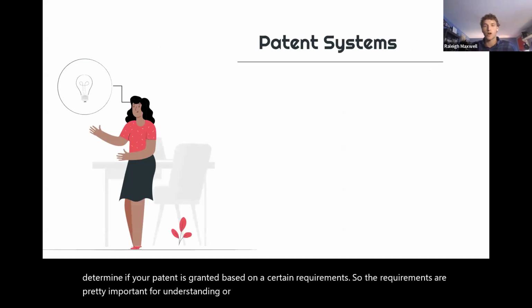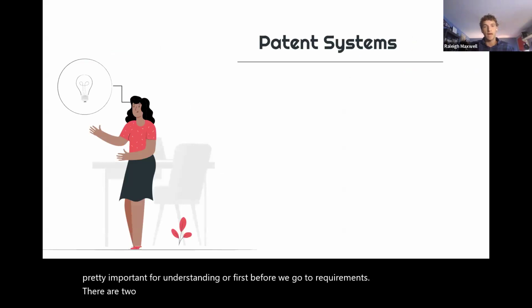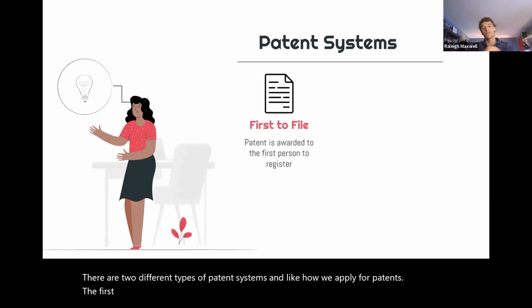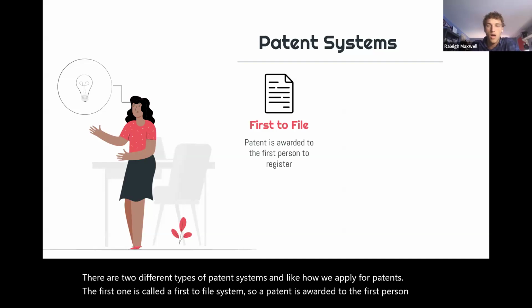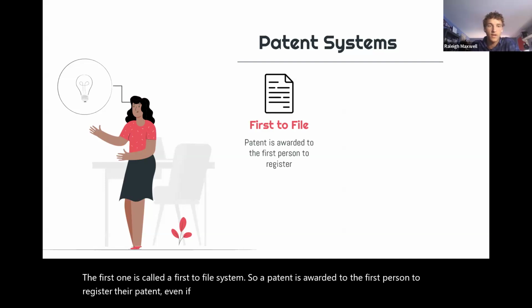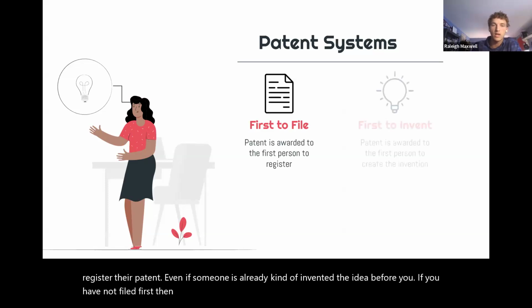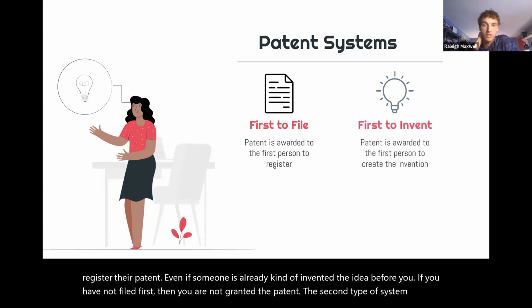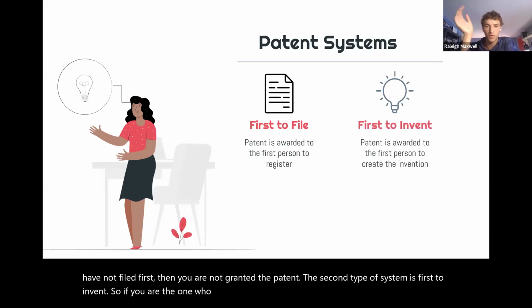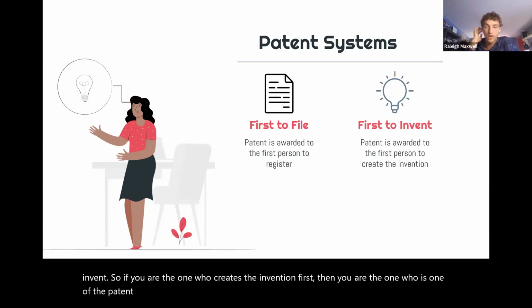But first, before we go to requirements, there are two different types of patent systems for how we apply for patents. The first one is called a first to file system. A patent is awarded to the first person to register their patent. Even if someone has already invented the idea before you, if you have not filed first, then you are not granted the patent. The second type of system is first to invent. If you are the one who creates the invention first, then you are the one who is awarded the patent. The US had first to invent until 2013, and then Congress switched the system to first to file.